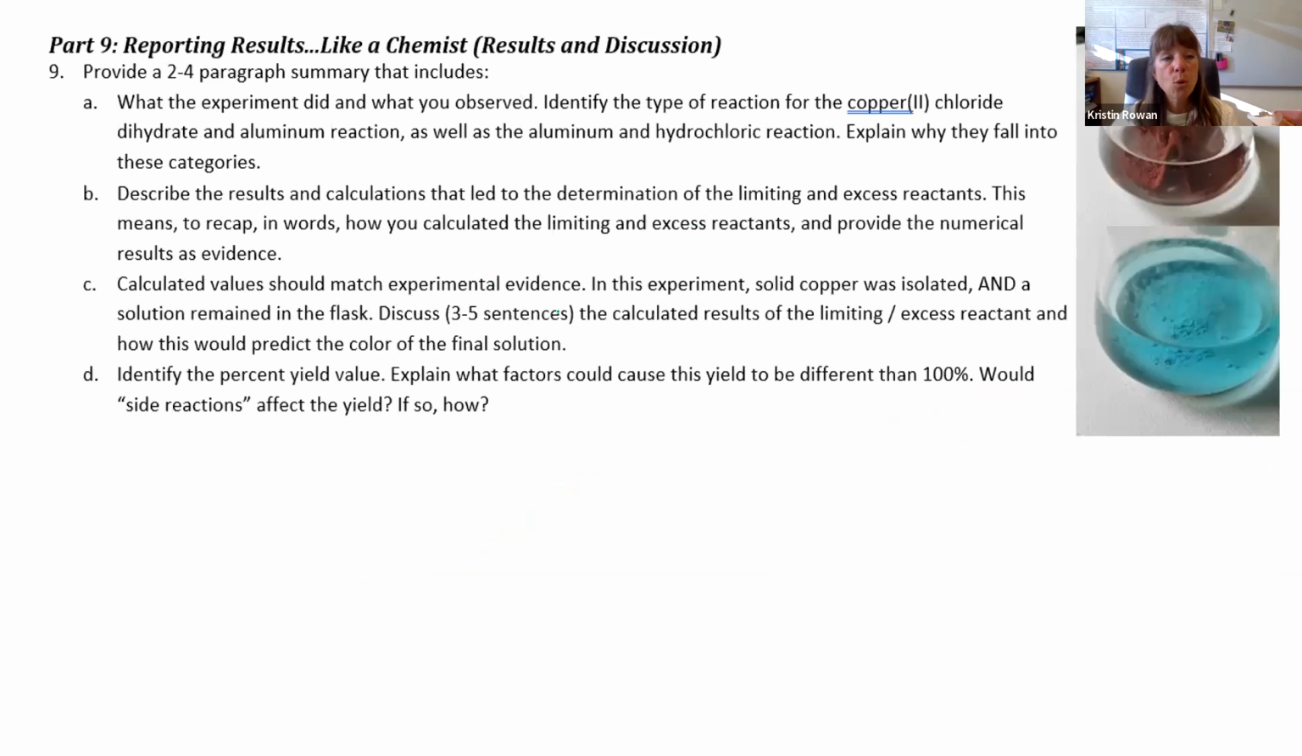And then finally, to report your results, like a chemist or like any scientist, whether you're in culinary school or chemistry school, you're just reporting it in a way that somebody could read it and understand it and maybe even reproduce it. So in 2 to 4 paragraphs, I asked you to write a summary of what the experiment did and what you observed, like you watched in that video.